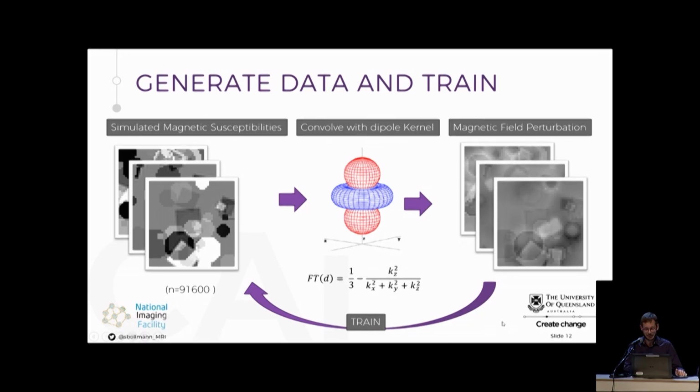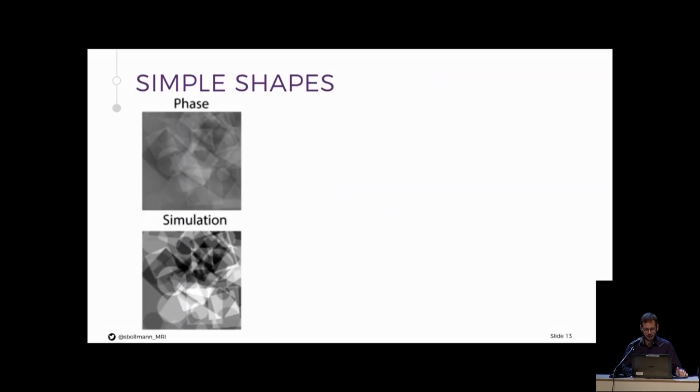So then we said, okay, this is my input and this is my target. And we trained a UNet to do this. And how does it perform? Now we simply simulated new data. We convolved it again and got the phase.